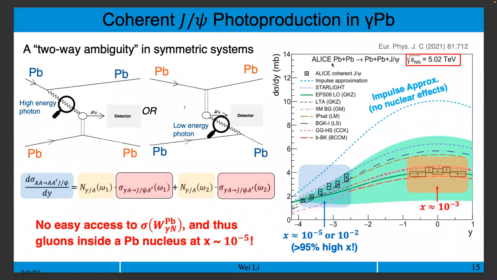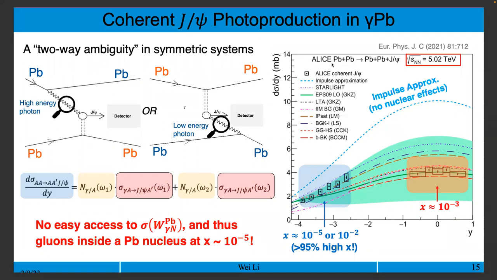Well, why is the plus-minus two dominant? Because the photon production is larger. The photon flux tends to be higher at lower photon energy. The high photon energy flux is smaller. Yeah, that's right. So what we have to do is to try to separate them, decompose them, and find a way to do that.